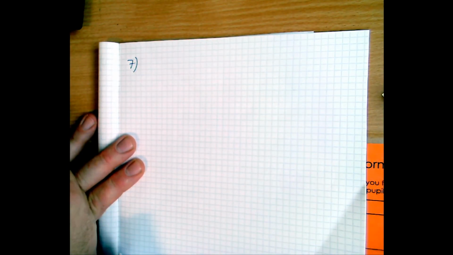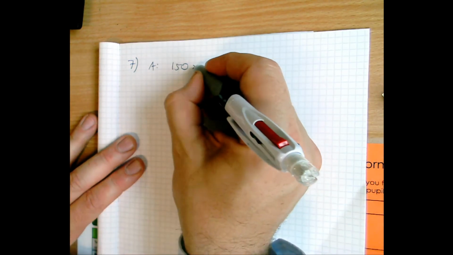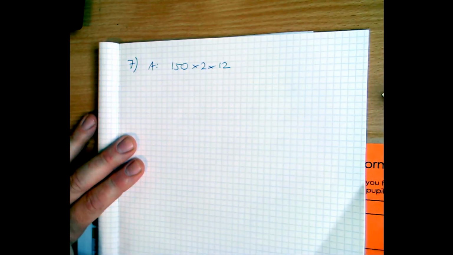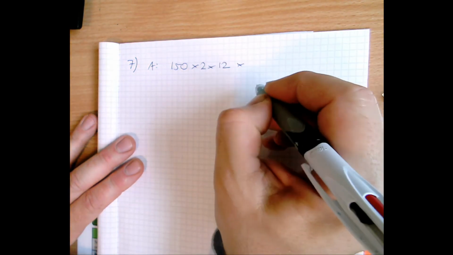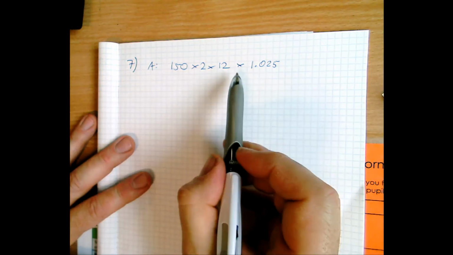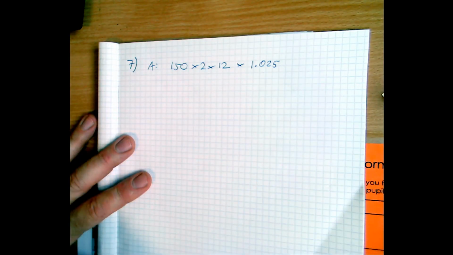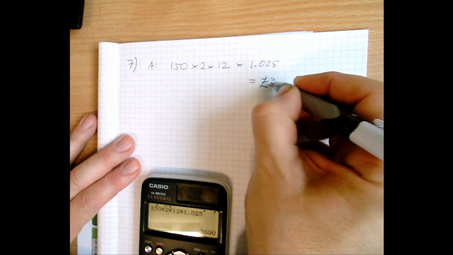Number 7. After 2 years, how much more is investment B worth than investment A? So investment A, I save £150 a month for 2 years worth of months, and then I add 2.5%. So you might want to pause and think about why I've done that. The answer to that is 150 times 2 times 12 times 1.025, which is £3690.